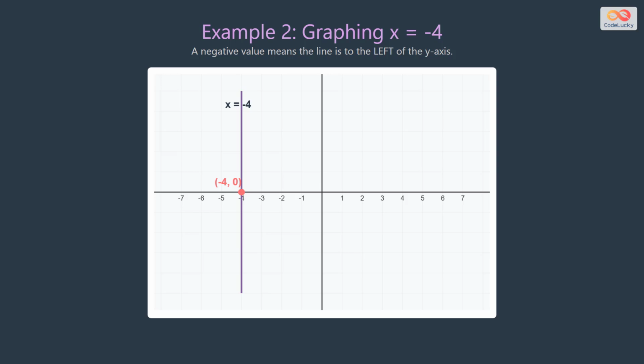Now let's try a negative value, x equals -4. We find -4 on the x-axis, which is to the left. We draw our line through that intercept. Every point on this purple line has an x-coordinate of -4.